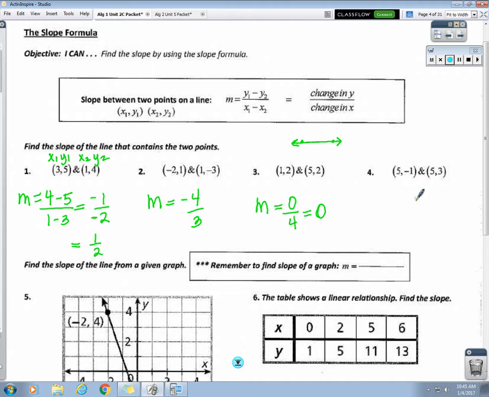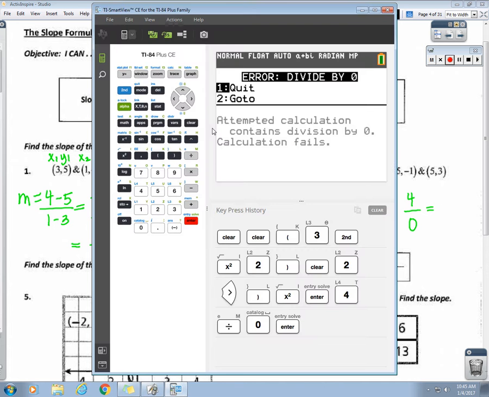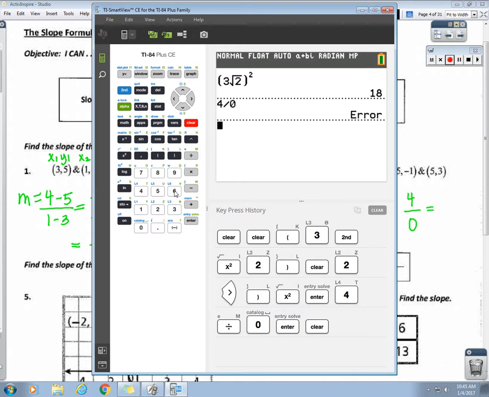Number 4, you would end up getting 3 minus a negative 1, which is over, which is, no, no. If you type in your calculator 4 divided by 0, you get an error. That's because it's called undefined.